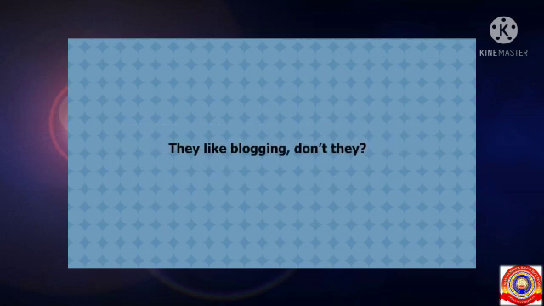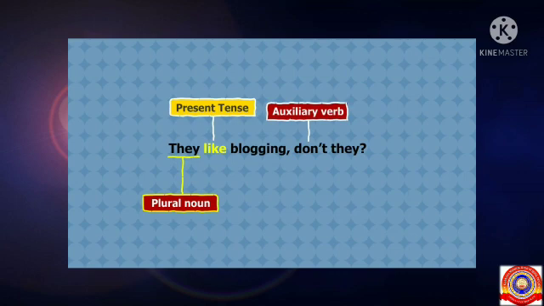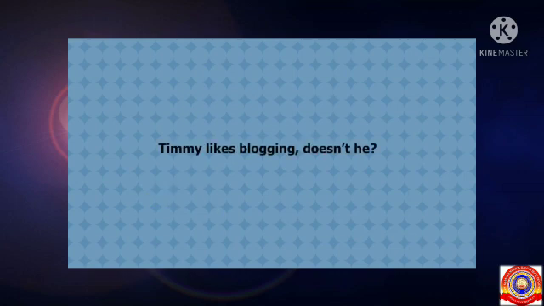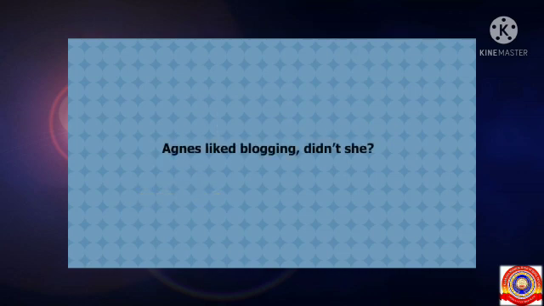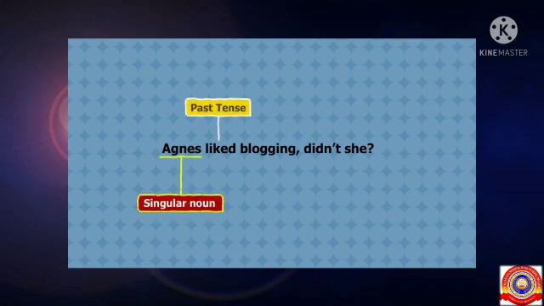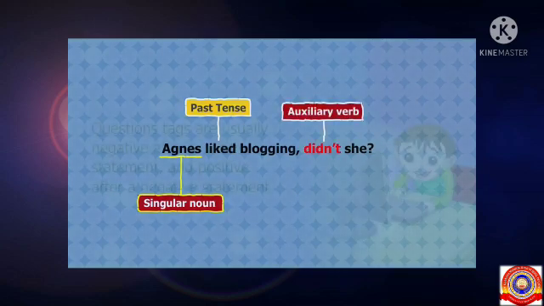For example, they like blogging, don't they? In this sentence, the plural noun they is used with the verb in the present tense like and the auxiliary verb don't. Similarly, in the sentence, Timmy likes blogging, doesn't he? The singular noun Timmy is used with the verb in the present tense likes and the auxiliary verb doesn't. In the sentence, Agnes liked blogging, didn't she? The singular noun Agnes is followed by the verb in the past tense liked and auxiliary verb didn't.